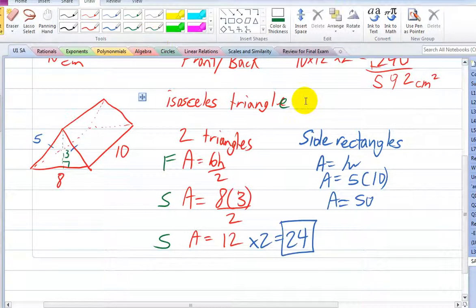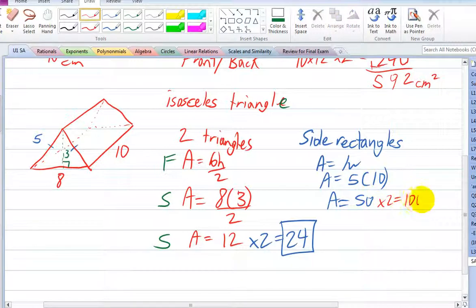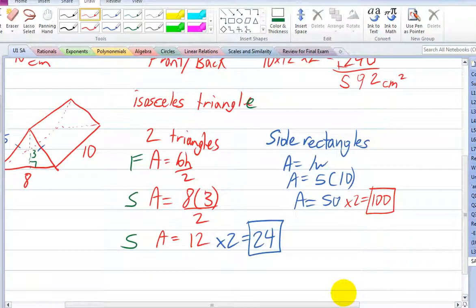And what should we do now? Times 2. Okay, so we get 100. Okay, good. You know what? No. I'll tell you what to write down at the end. Good. Are we done? No. What else?